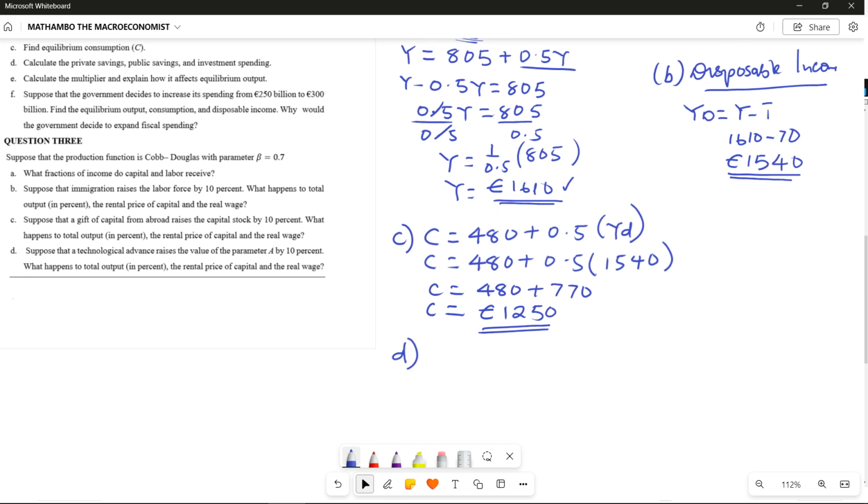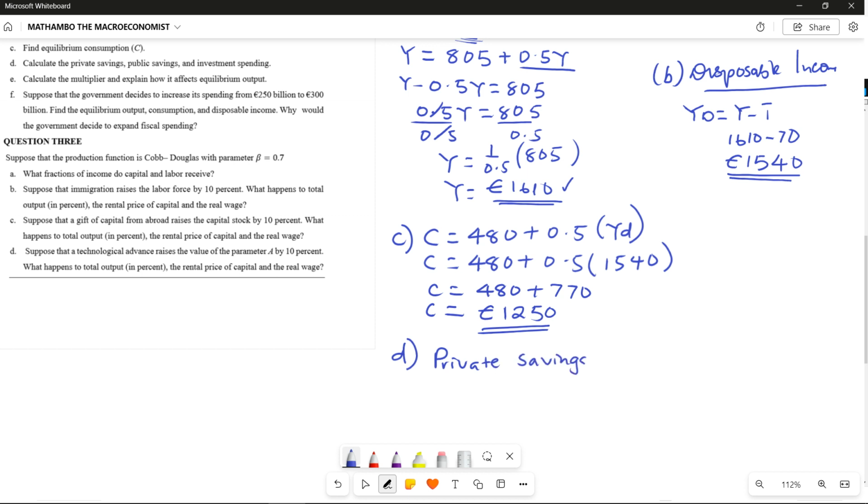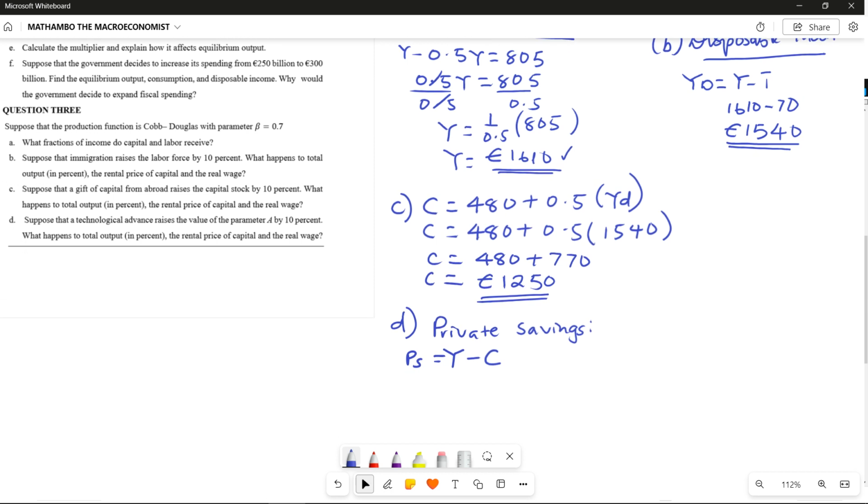Okay, so calculate private savings. What is private savings? Private savings is just the amount of income that is going to remain after consumption. So it's more like after-consumption income. So private savings is equal to the amount of income minus consumption.